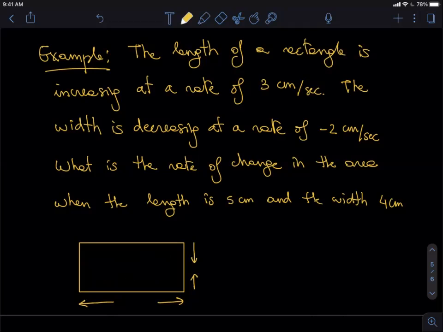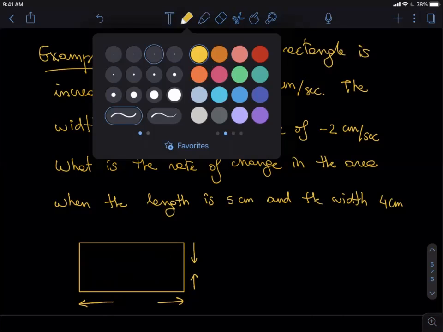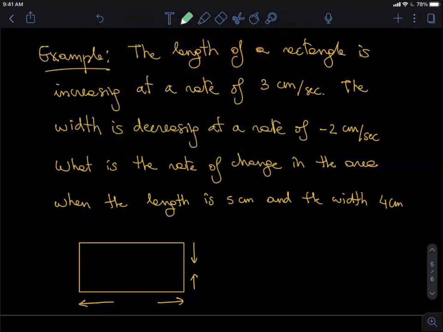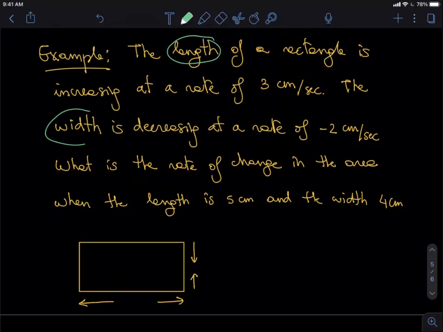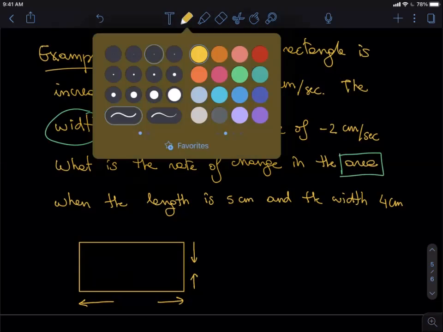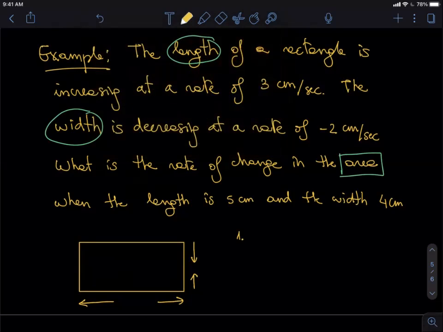Okay, so when we have a problem like this, the first thing we need to do in order to start working is to decide what are the important variables. So here clearly we have the length and we have the width. And with that we need to work on the area. So first thing to do is to give names to the quantities that are important. Okay, give names to important quantities.